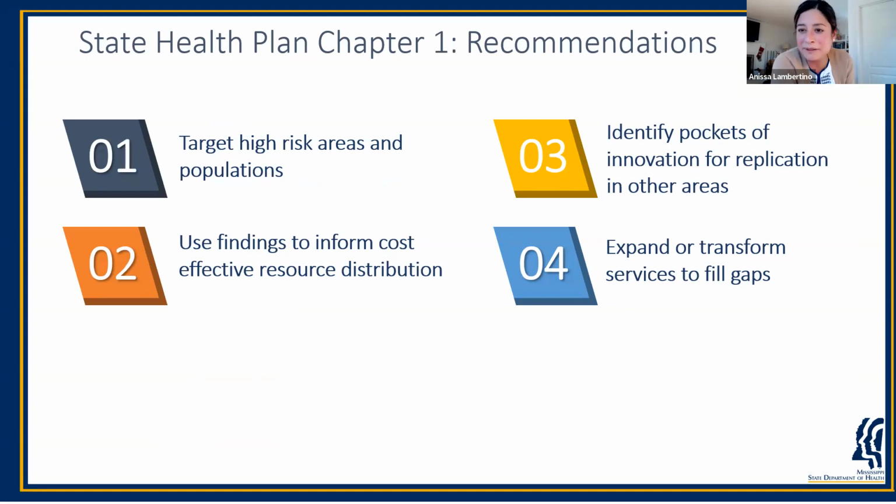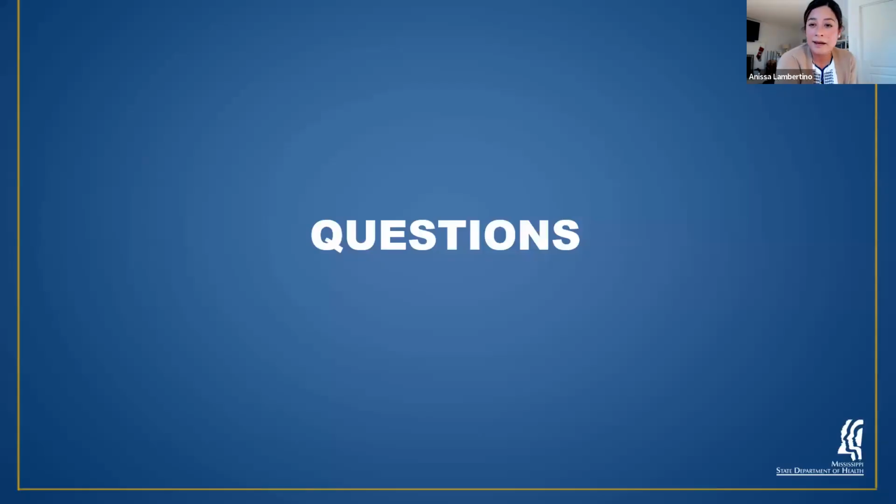Definitely use the publicly available data sources to target high-risk areas and populations. You're going to use your findings to inform cost-effective resource distribution. You can identify pockets of innovation, so areas where you're doing well that you want to replicate elsewhere, and then expand or transform services to fill gaps. And I am happy to take any questions.